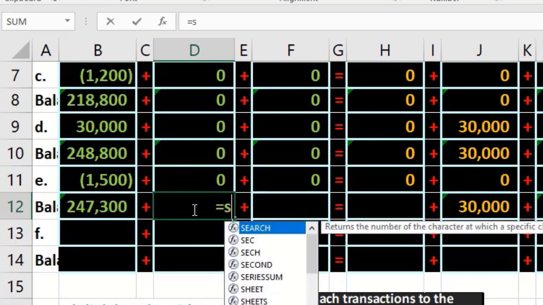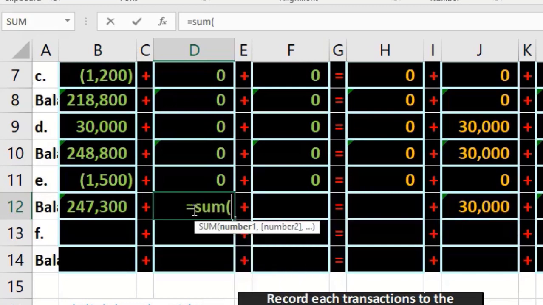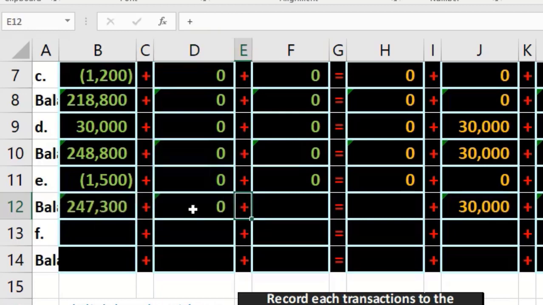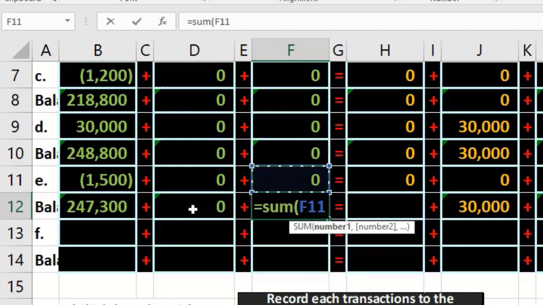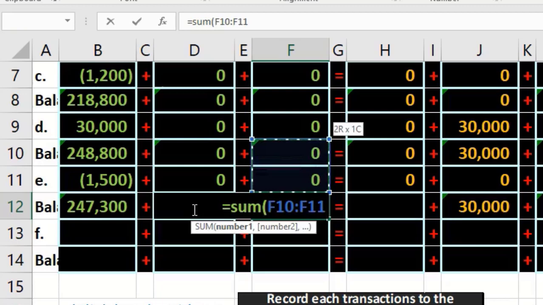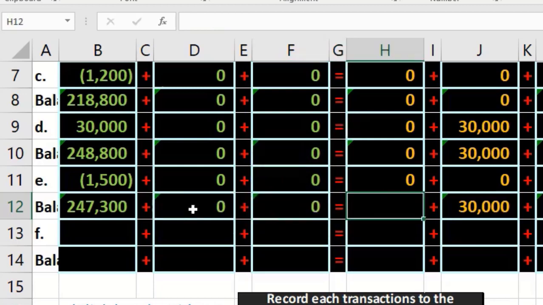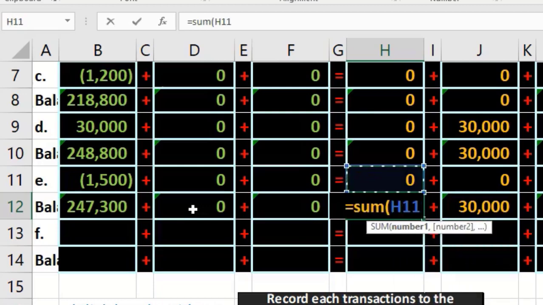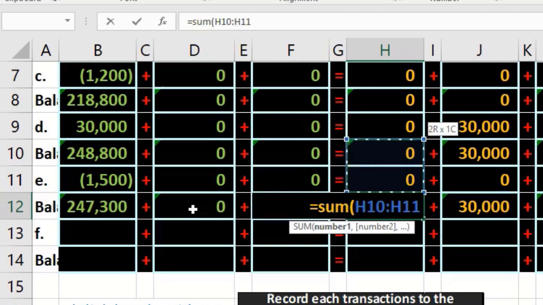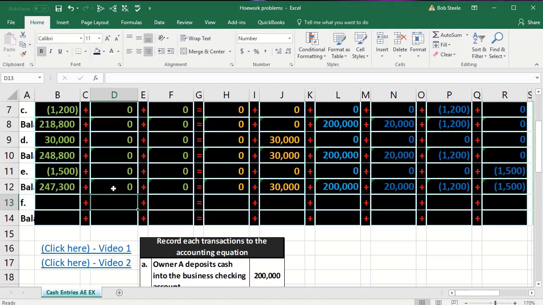Next, I'm gonna do the same thing, but just for the zero balances only using the keyboard. We're gonna say equals SUM, shift 9, brackets, up arrow one time, hold down shift, up arrow, tab, tab. In cell F12, equals SUM, shift 9, up arrow one time, hold down shift, up arrow, and tab, tab. In cell H12, equals SUM, shift 9, up arrow one time, hold down shift, up arrow again, and enter. So now we just brought down the rest of those zeros. We can see that we are in balance.